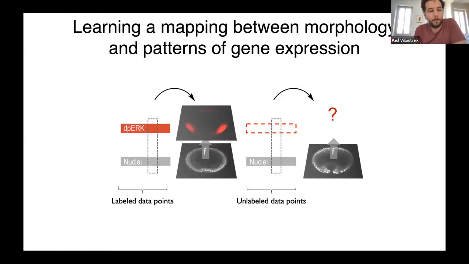One way of solving this problem is to consider it as a semi-supervised learning problem where you have, on one hand, images that contain two modalities, for example, DPERG and nuclei, and other images that contain only one modality, here nuclei. The aim will be to use the data points that contain the two modalities to learn a mapping F that goes from the nuclei to the space of gene expression in that case, and to use the learned mapping to transfer the information on the data that are missing this modality.